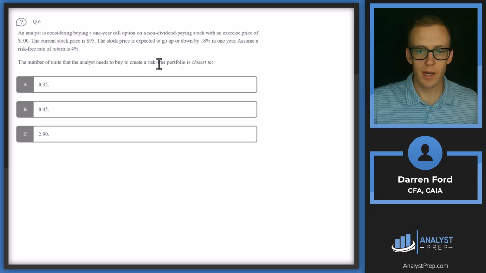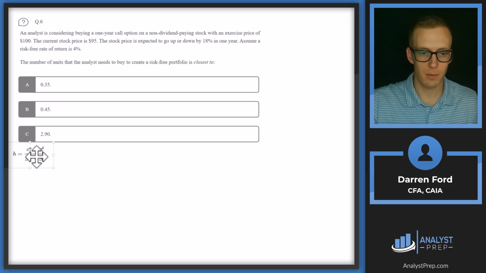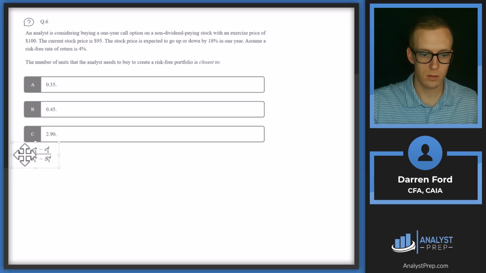So for creating a risk-free portfolio, we're going to be using our hedge ratio formula. And let me pull that in. Sorry about that. So this is going to be our hedge ratio formula.